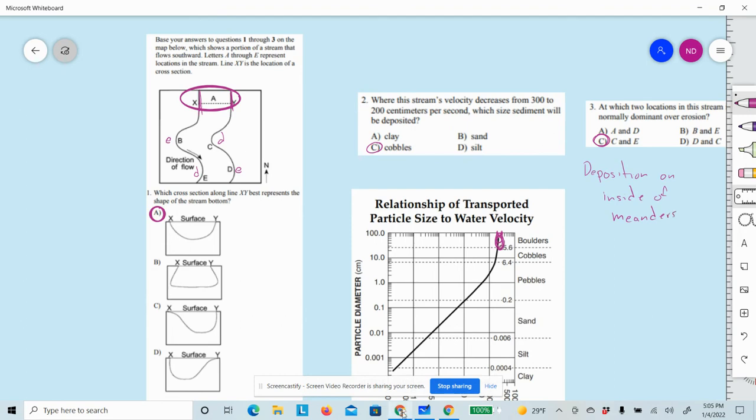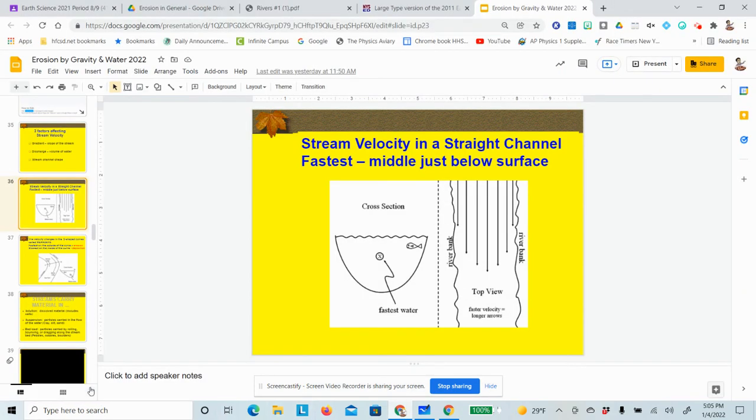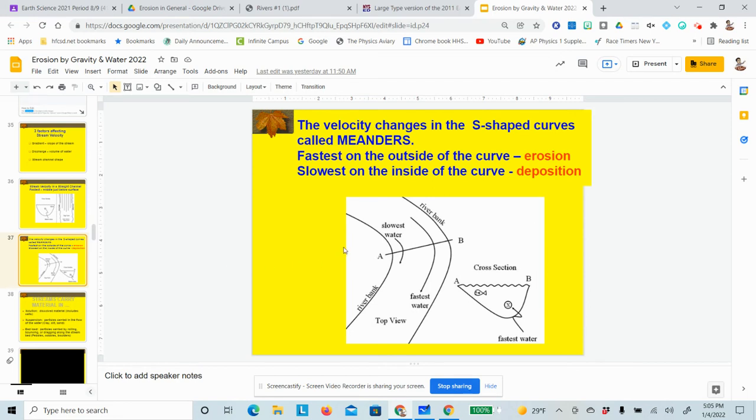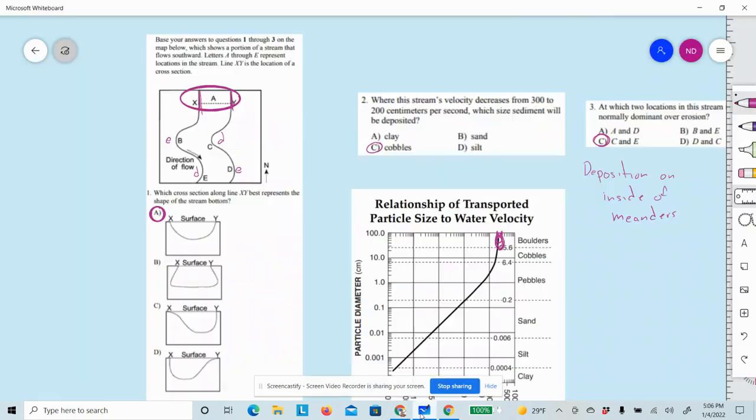You recall that from over here. Okay, fastest on the outside where erosion occurs, slowest on the inside where deposition occurs. Very, very important. These two slides are super important, knowing what's going on the inside and outside of a meander. Okay, so those are the first three questions.